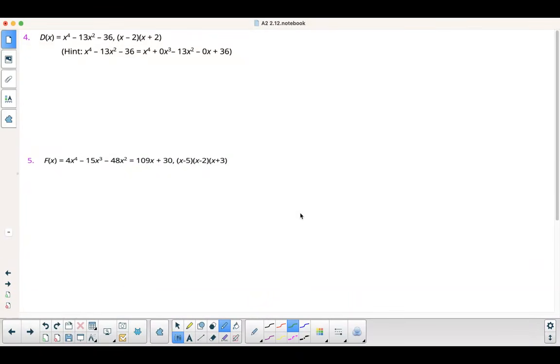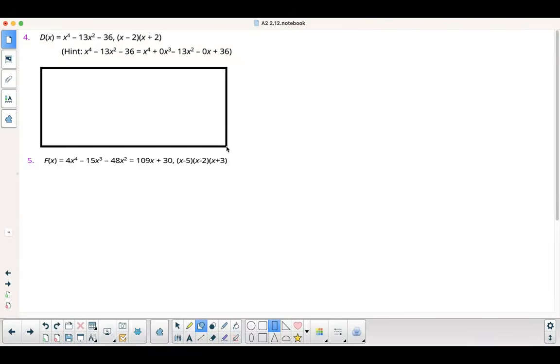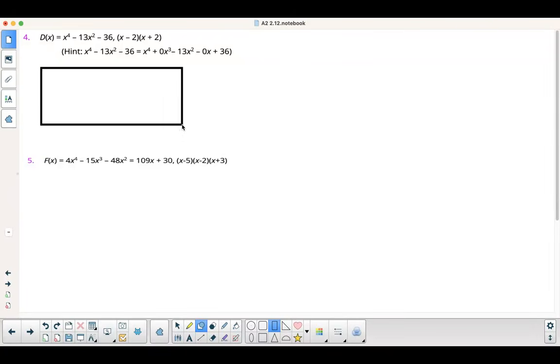All right, a couple more here. This is getting a little more intense. I'm going to maybe make my box over here. So here's the thing. They gave us a hint here. When I skip a power, you should probably fill in a 0. So I skipped the x cubed and I skipped the x, so I filled in zeros. That will help me.